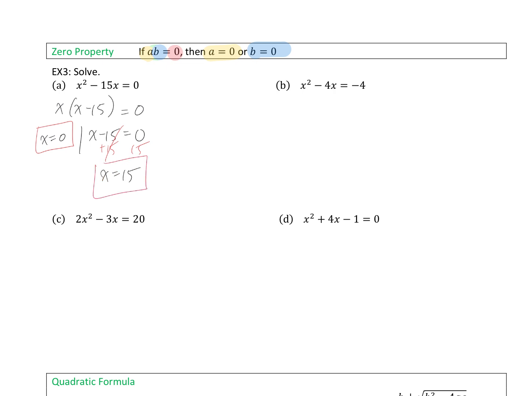Awesome, not too bad. So let's go ahead and work on b. So at the moment, you might be tempted to try to factor this, but careful, that negative 4 is still on one side, so we need to move it to the other side. Again, we have to set it to 0 to do the zero factor property. So we'll add 4 to both sides, setting it up to use the property correctly.